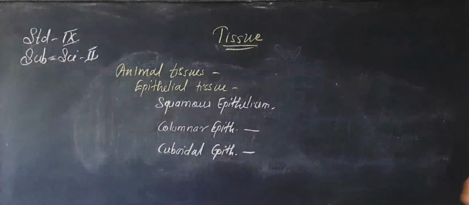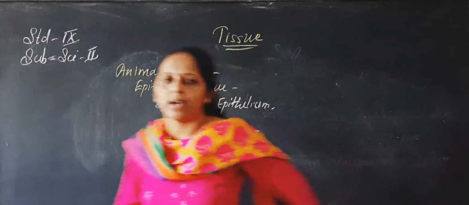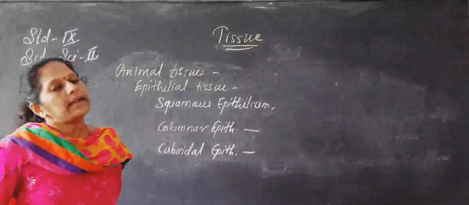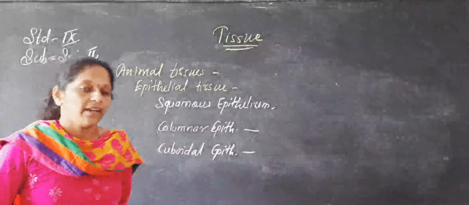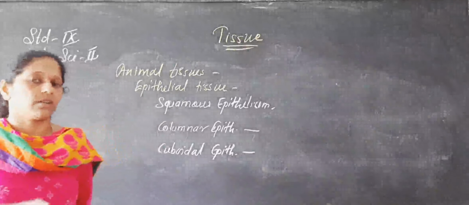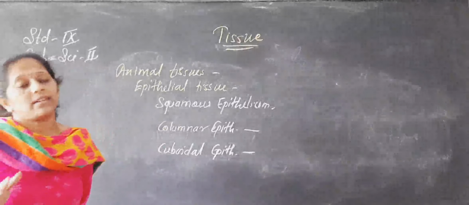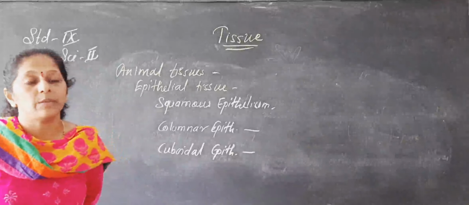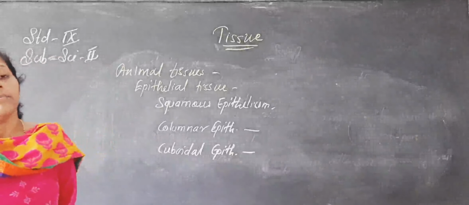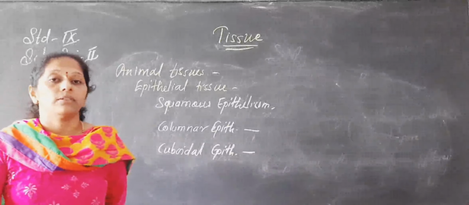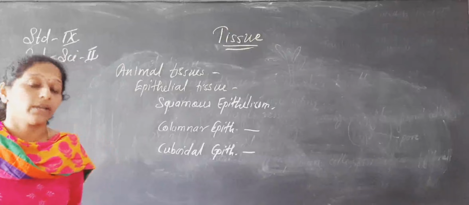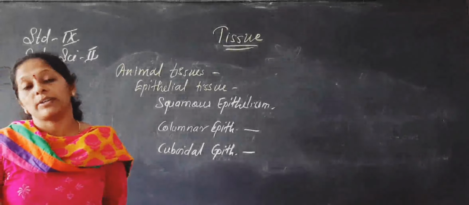Hello my dear students, now we are going to learn about animal tissues. How did we learn about plant tissue? Plant tissues are different from animal tissues. The animal body is a complex body, and this complex body has different functions. Because of the complex body, as you know, cells combine to form tissue, tissue combines to form organ, and organs combine to form organ systems.